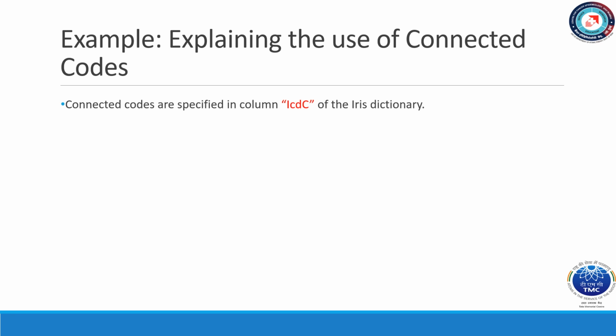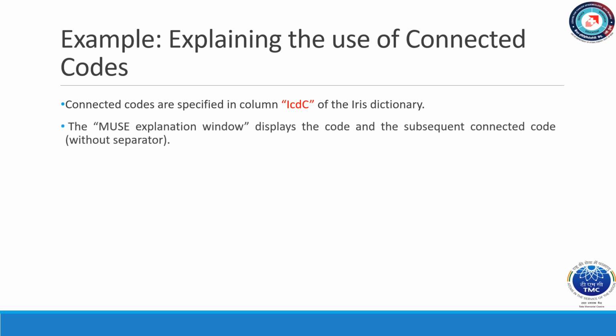For the record, they are specified in the column ICD capital C of the Iris dictionary table. We can view in the Muse explanation window the codes and the subsequent connected codes without the separator. To list a few, there is tumor of stomach represented with the combining of D and C codes, that is D371C169. Then brain tumor represented as D432C719.